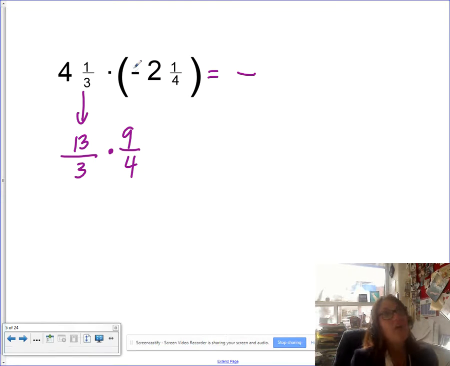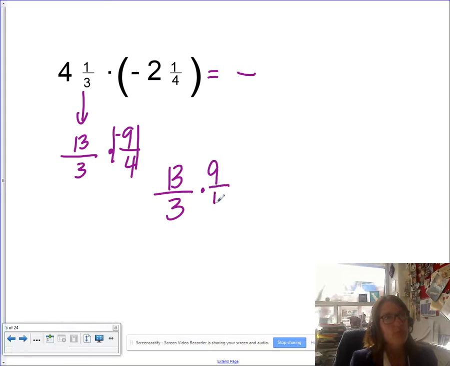Now, I didn't put the negative sign here because I am, in my head, taking the absolute value. I took care of the sign of my answer already. So I'm really just wanting you to focus on the number values. Now, this is like one giant fraction. You just have to multiply numerators and denominators. However, I don't really want to multiply 13 times 9 if I don't have to, if there's some sort of factor in the numerator that will divide with a factor in the denominator.